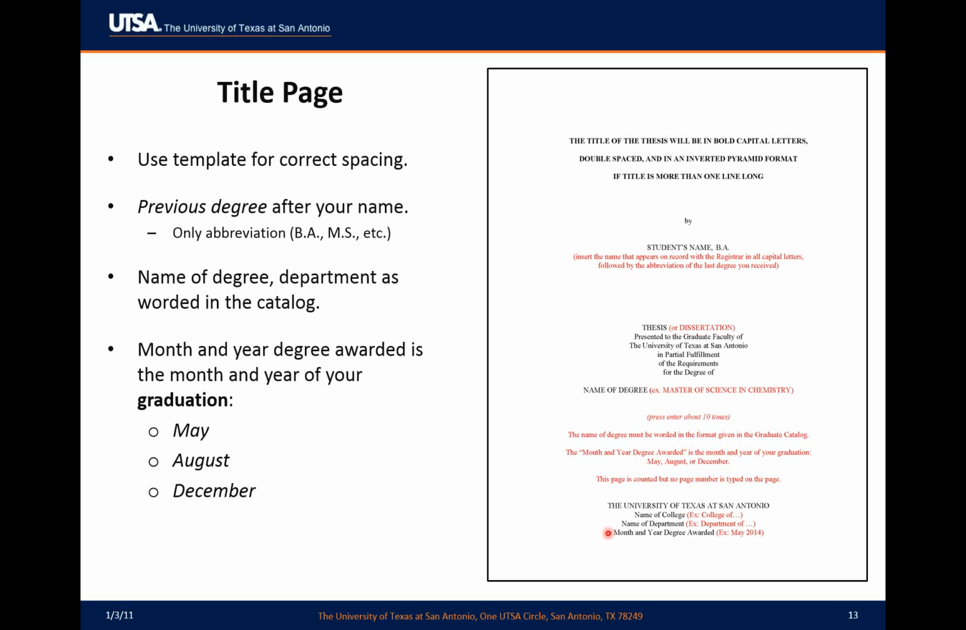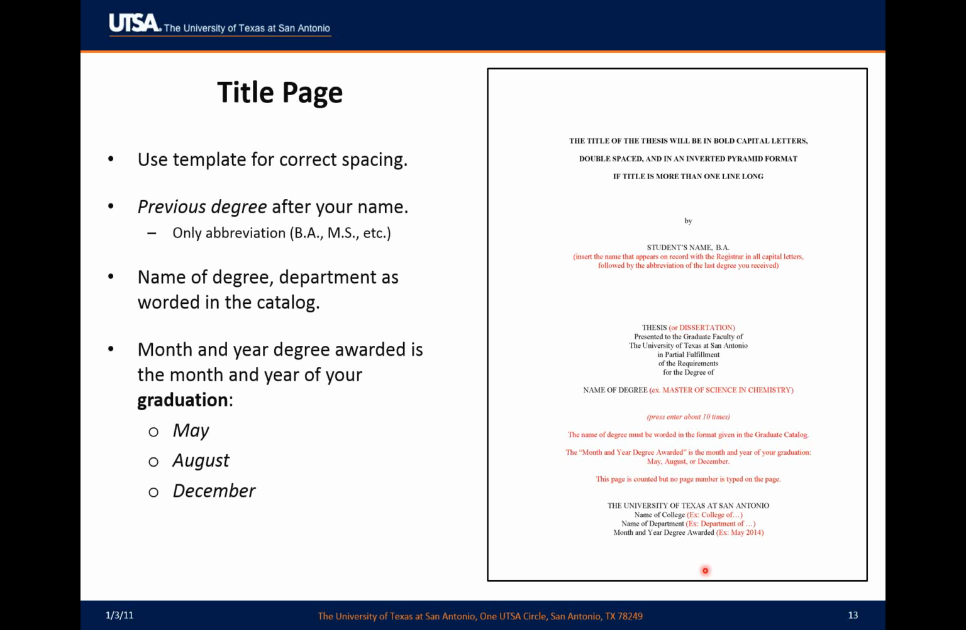So your options are May for a spring graduation, August for summer, or December for fall, followed by the year that you graduate. So if you were graduating, for example, in the spring semester in 2014, it would say May 2014. So make sure that you get that date correct. You only have those three options. And again, we still don't have a page number. This page is counted again towards the total page count, but there is no page number typed on this page. And all of that is about to make sense as we move on to the acknowledgments page.